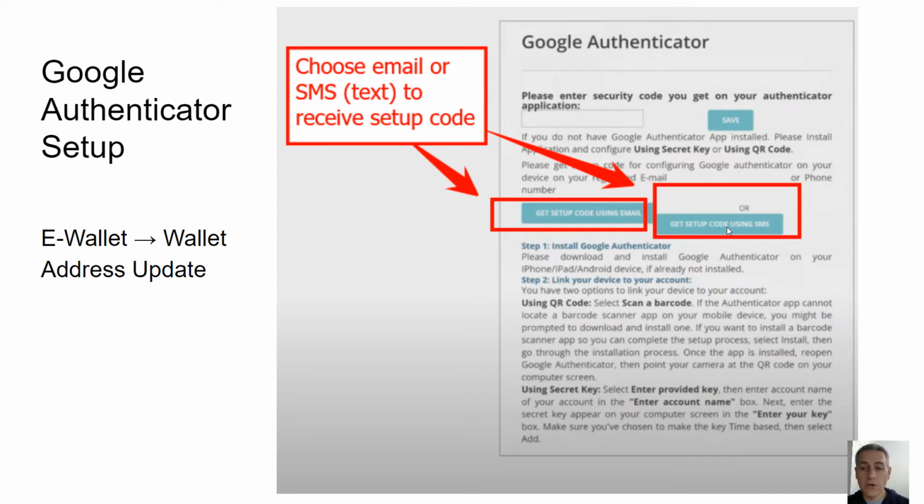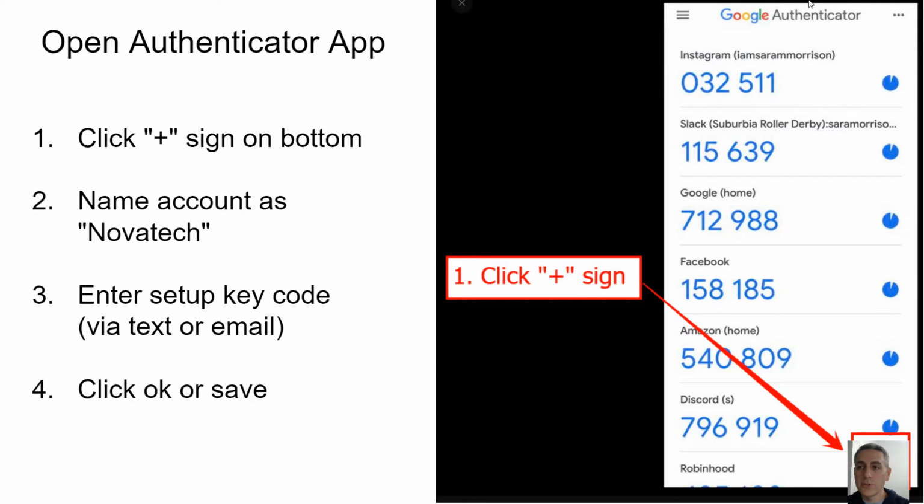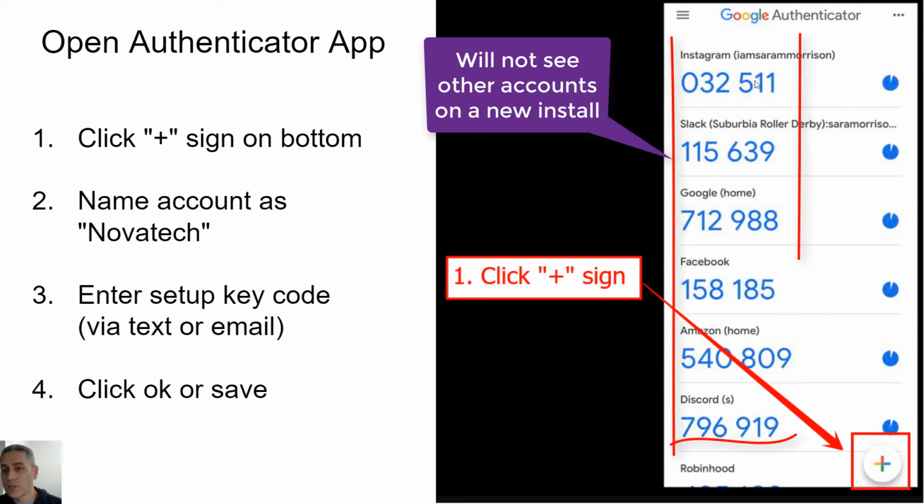If you don't already have those things set up, go ahead and set those up first, then come back to this part of the video and then click one of these buttons. So next, you're going to open the Google Authenticator app on your phone. It'll look kind of like the screenshot over here. If this is the first time you're setting this up, you may not have these other accounts on here. It may actually just be blank for right now.